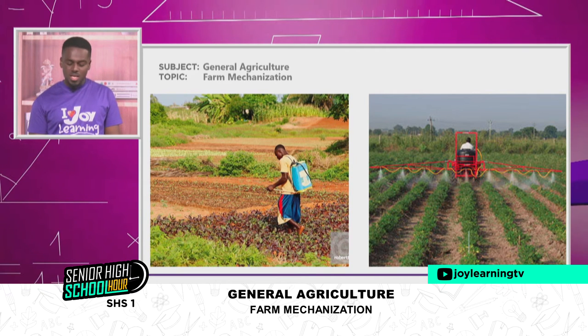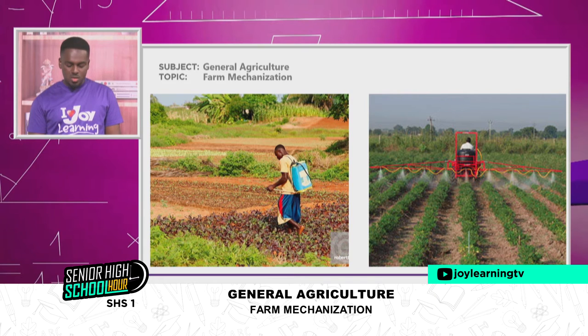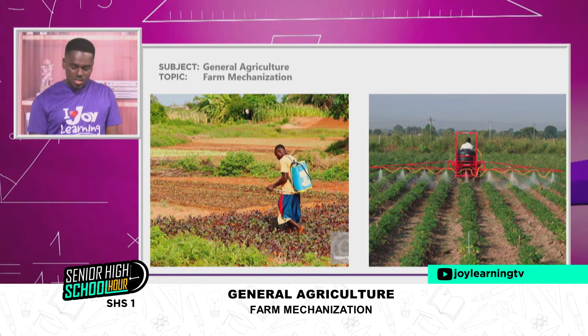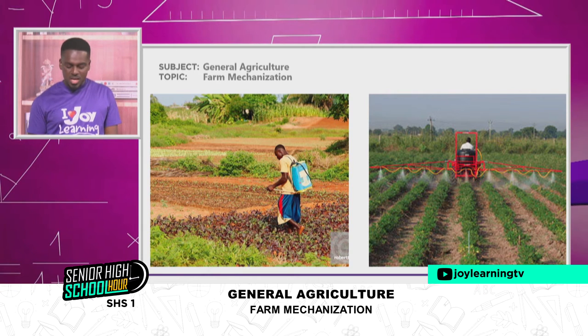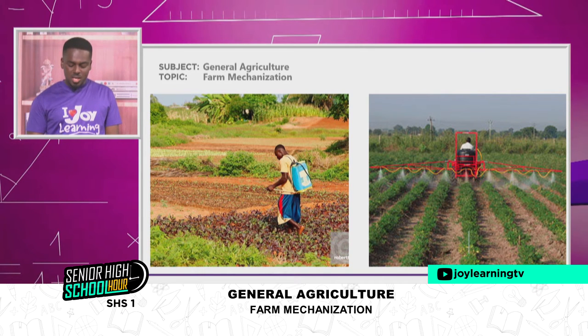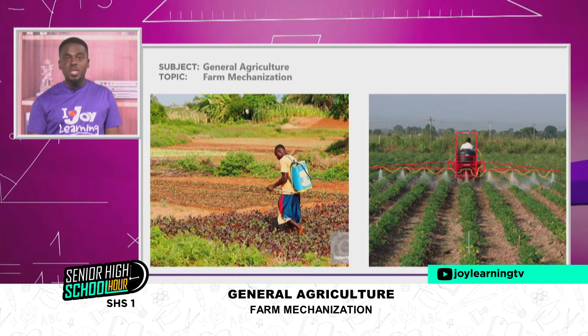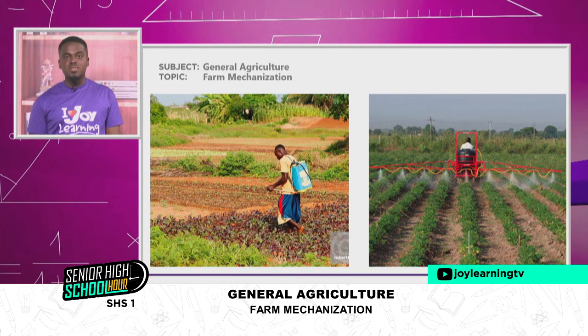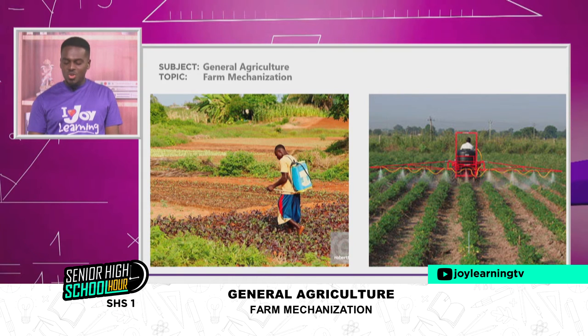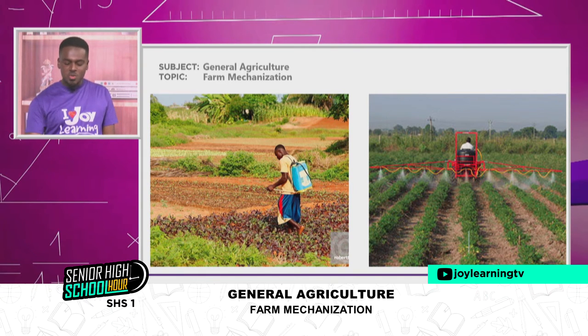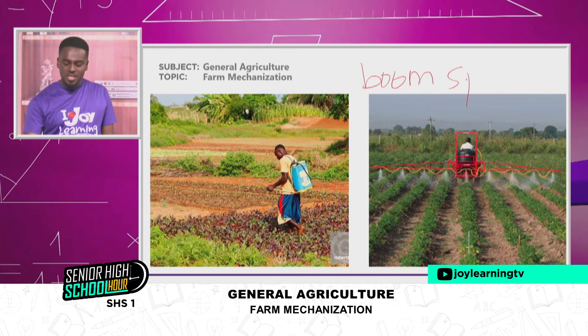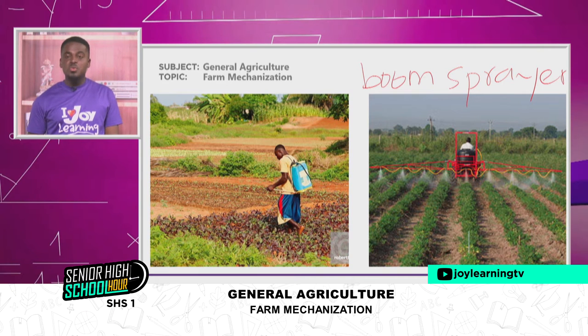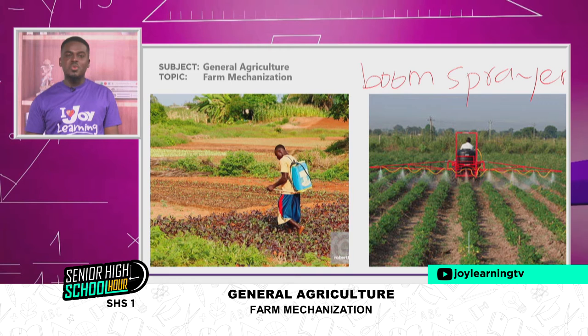Another activity here is spraying. On your screen, in the left image, the farmer has mounted a knapsack sprayer on his back. He's pumping and spraying his field. With 10 hectares of land, if you are to use this means of spraying your crops, it's going to take you a lot of time to finish the spraying activity. However, the image on your right shows a farmer using what is called a boom sprayer to spray his crops. Within a short period of time, it should be done.